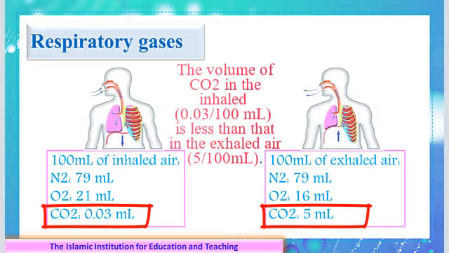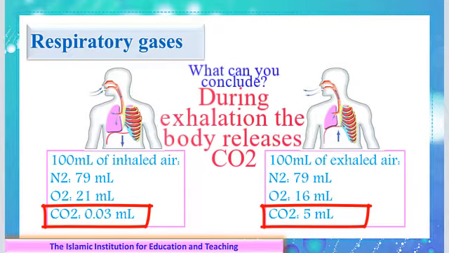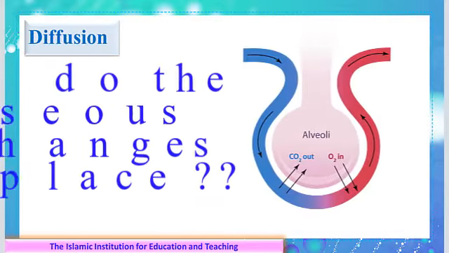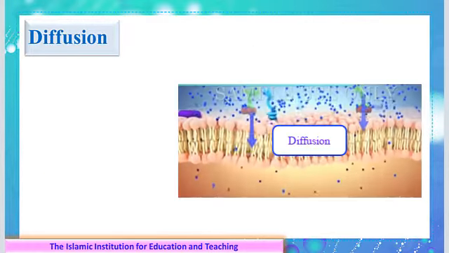The volume of carbon dioxide in the inhaled air is 0.03 per 100 milliliters, less than that in the exhaled air, which is 5 per 100 milliliters. So, during exhalation, the body releases carbon dioxide. Let's now observe how the gaseous exchanges at the level of alveoli take place.